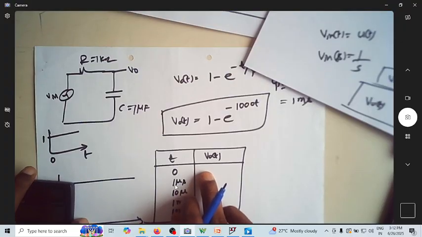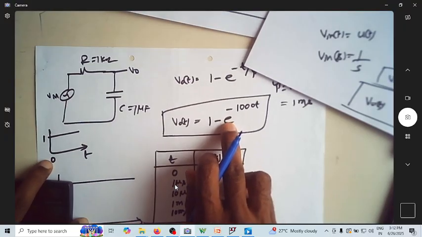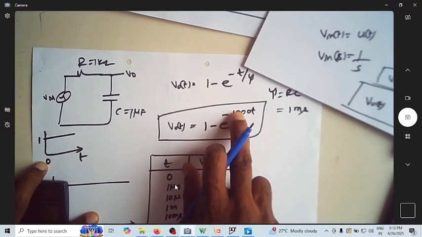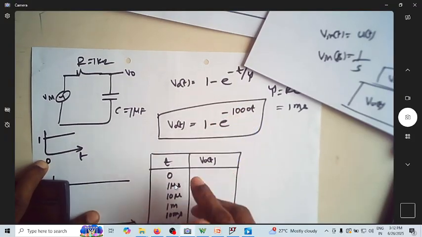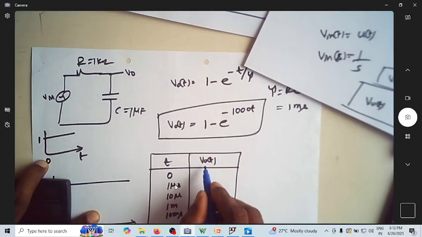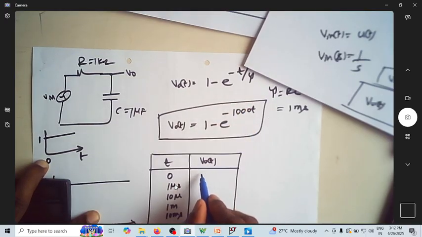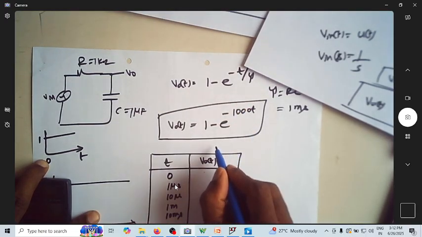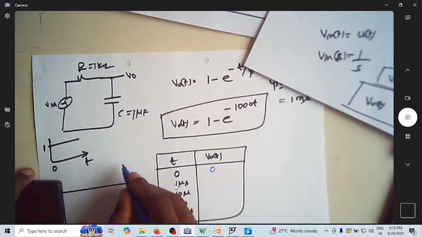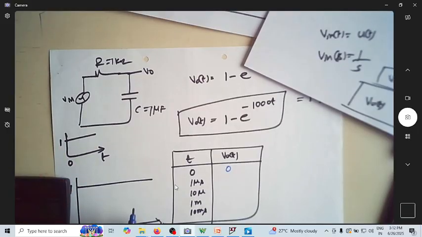So for t equals 0, what's the value? When you have e power 0, e power 0 happens to be 1, so 1 minus 1 is 0. So you can see this will become 1, so 1 minus 1 is 0. So the output voltage is 0 here.